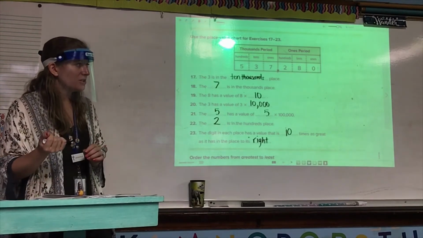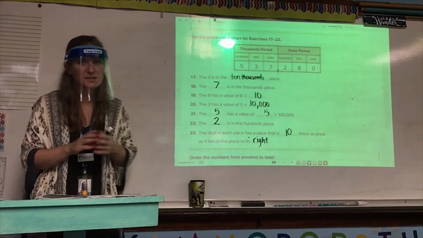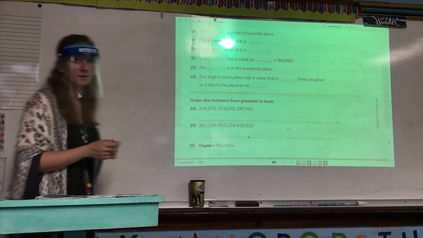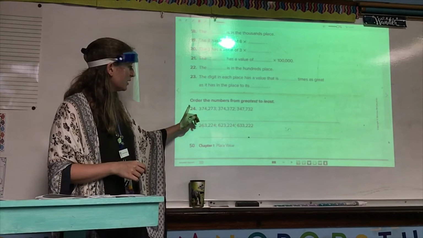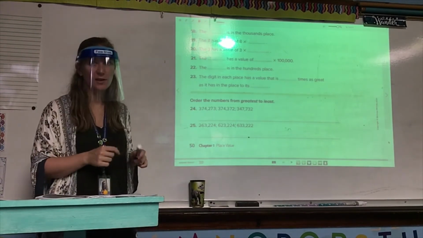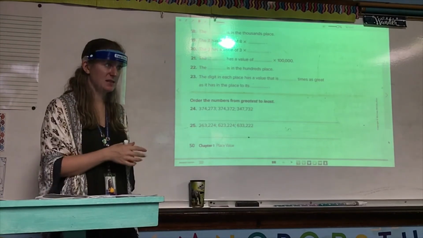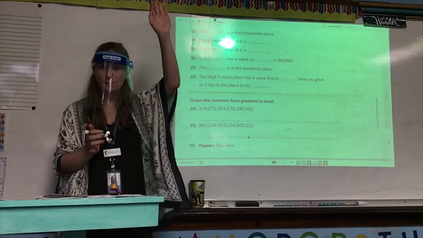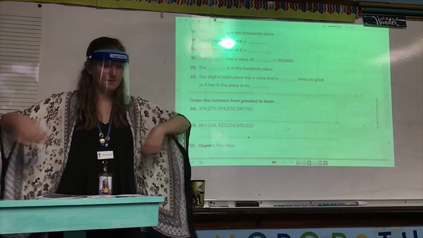Okay, helper number 2. Please erase, sanitize, erase, sanitize. We're going to move on to the bottom of the page. Okay, so we're still on page 50, and we're looking at number 24. The directions say order the numbers from greatest to least. So if we're ordering from greatest to least, is the biggest number or the smallest number going to come first? Class? Great. Biggest number.